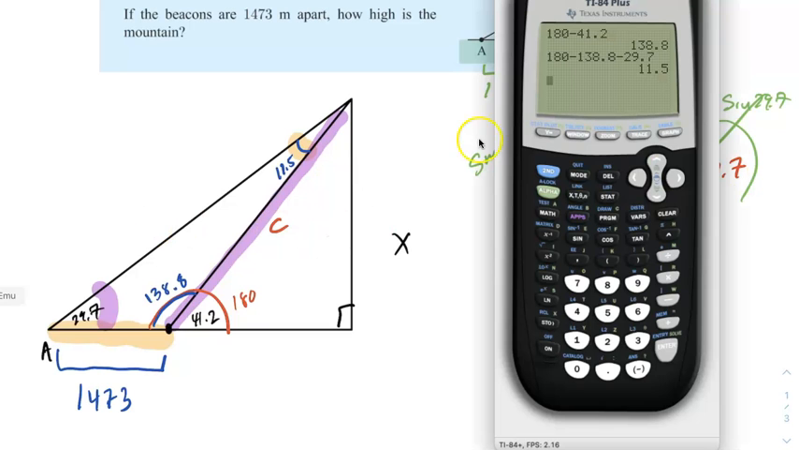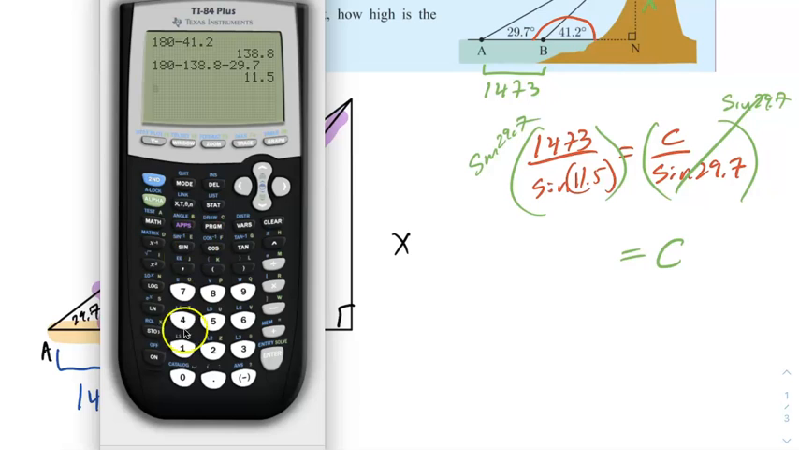Using my calculator, 1473 divided by sine 11.5. Then I'm going to multiply that by sine of 29.7. And I get 3660.62 approximately. So that's how long this guy is.